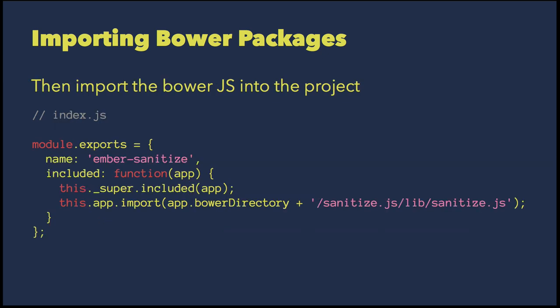And then in the index.js of your add-on, there's an included hook, which gets called as soon as the add-on is run within an app, and it's given the Ember app, which is what you have inside of your Brocfile. Here you can call whatever you would normally do inside of a Brocfile. So here we're just importing sanitize.js from the bower directory. Now you can just do what we had on the first slide, which is npm install ember-sanitize, ember generate ember-sanitize, all done.